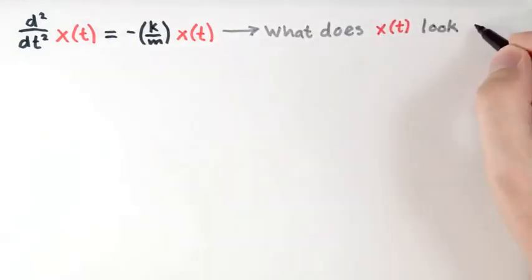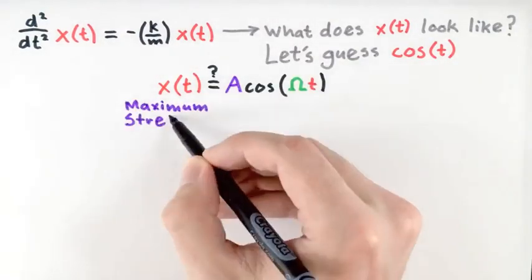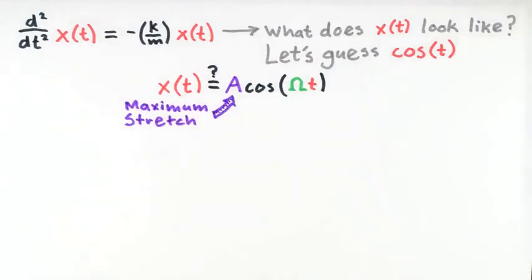The function that solves this equation must have the property that when the function is differentiated twice with respect to time, the result is the same function multiplied by a negative constant. The trigonometric function cosine has this property, so we'll guess a solution of this form. The constant A here is equal to the maximum stretch. So, for example, if we pull the block and release it from rest, when the length is equal to the maximum length, then A is equal to the maximum length minus the relaxed length.